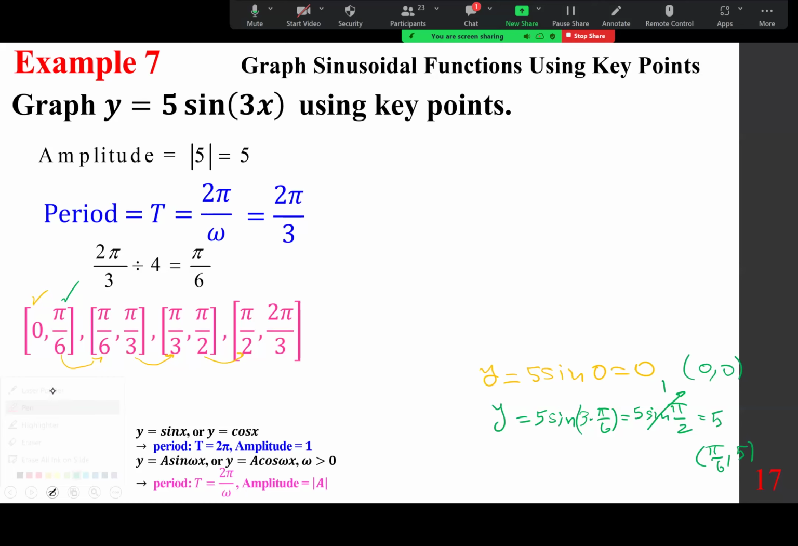I'm going to just mention it because it's easy. If I put pi over 3, 3 times that becomes pi. Sine of pi is 0, 5 times that is 0. Pi over 3, 0. Okay. If I put pi over 2, 3 times pi over 2 makes it sine -1 times 5 is -5. If I put 2 pi over 3, 3 cancels out the 3, I get 2 pi. Sine of 2 pi is 0, so that's 0.